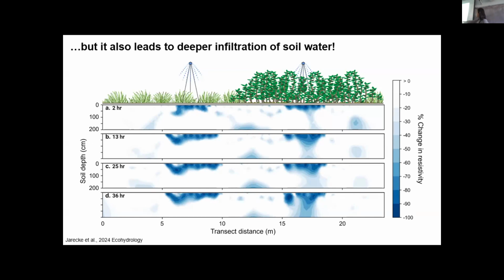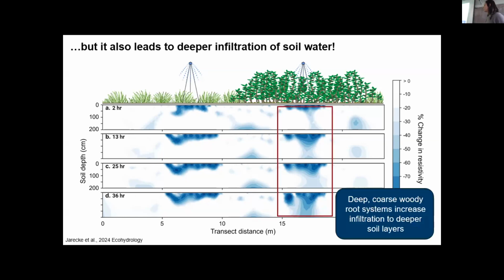And then under the shrubs, you can see that there's this deeper infiltration of water. You can see these shadows of darker colors moving deeper into the profile. And this is because of those coarse woody roots creating those channels for preferential water movement deeper into the soil profile. And so you're really not seeing that at all under the grasses.